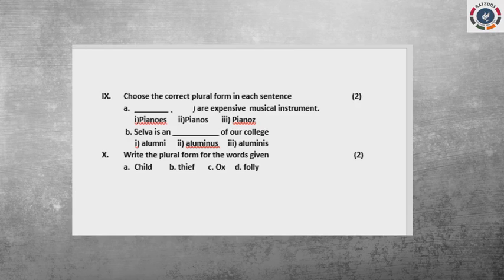And the 10th one is write the plural form for the words given. You have to write the plural forms for the words given. Here I have given choices A, B, C, D. For that you have to write the plural form.